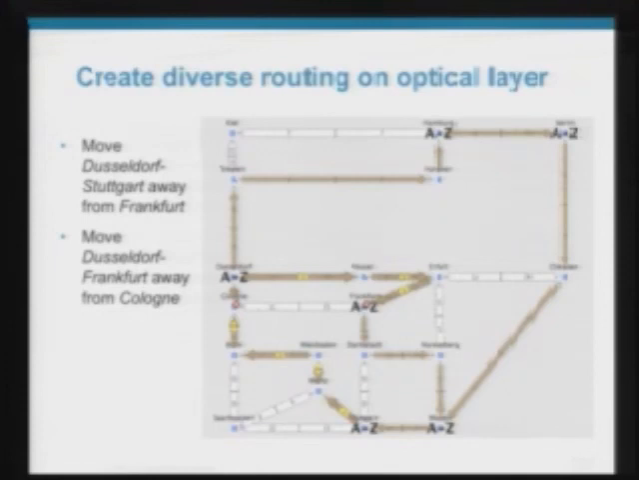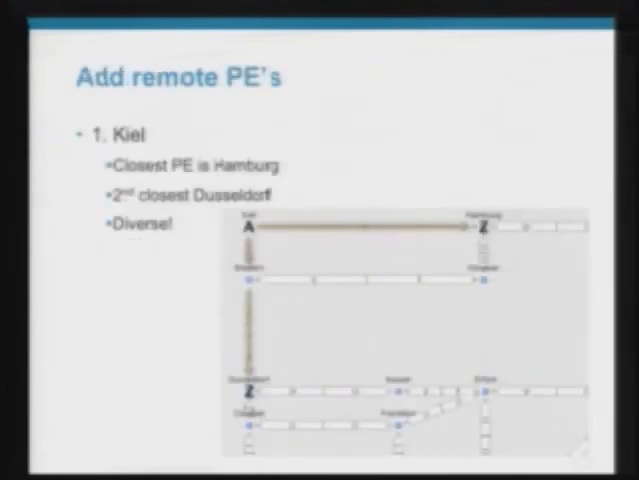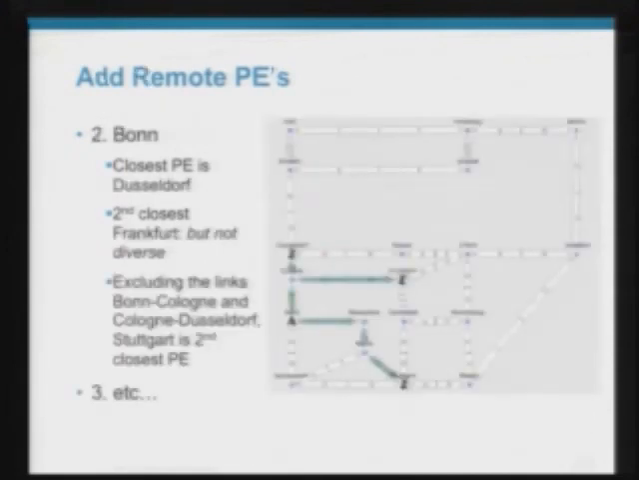That's 2 minutes for the core. Then for the PEs, some of them are easy, for the remote nodes. Something like Kiel, the closest is Hamburg, second closest is Düsseldorf. They're diverse, you're done. For Bonn, it's a little bit more difficult because the closest PE is Düsseldorf, right here, but second closest is Frankfurt, and so Bonn is here. And that would not be diverse. You see, this would be common failure here. Right? So you look at the next closest, and that's Stuttgart. So that becomes where it gets homed into.